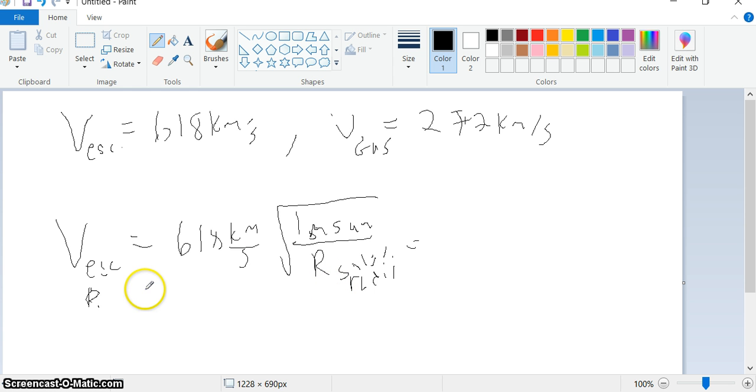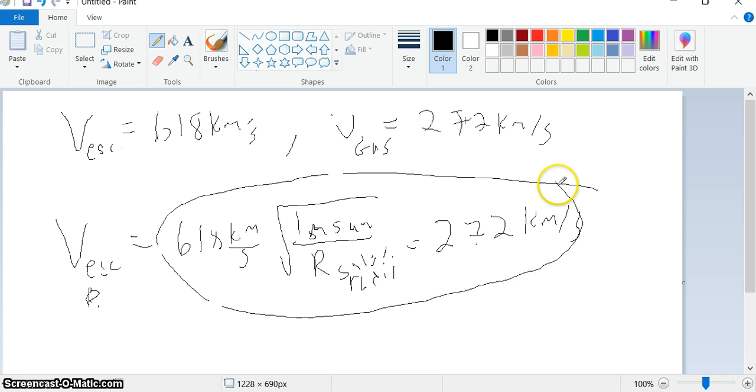Now, what is that equal to? We set that equal to the velocity of the gas at that temperature, which we worked out already, is 272 kilometers per second. So this is really what our equation is. Both sides have kilometers per second. They cancel, of course, and so you can actually work this out.